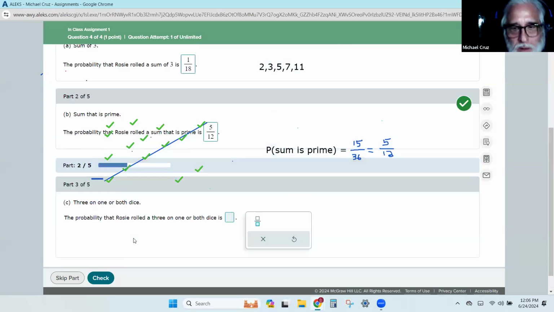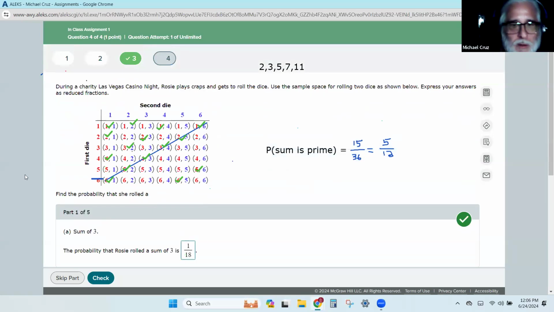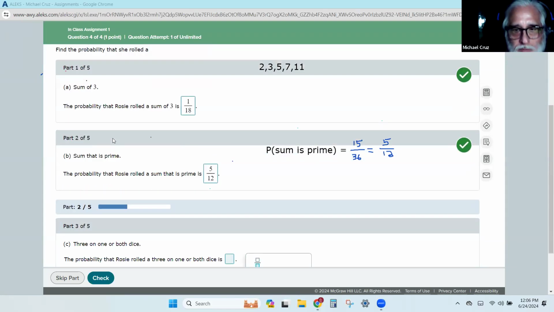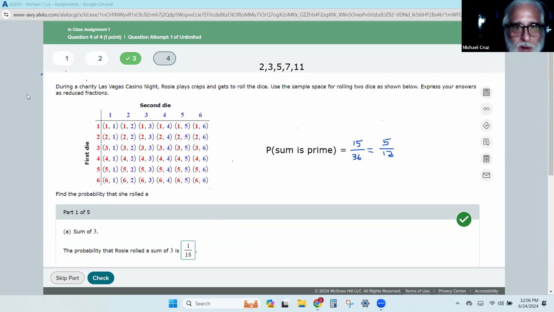All right. So a 3 on one or both. Let's see. The probability that you roll a 3 on one or both dice. So we're looking for anything that's got a 3 or a 1 on it. And it doesn't say sum. It just says a 3 on one. We're looking for a 3 on one or the other. Okay. So this one's got a 3. 3.